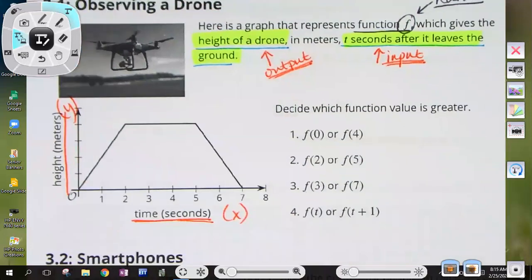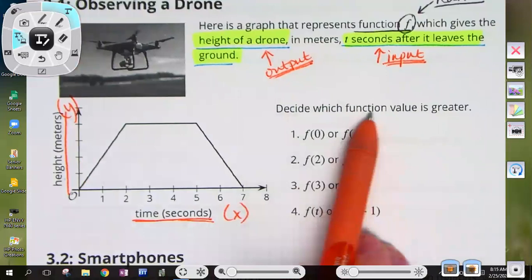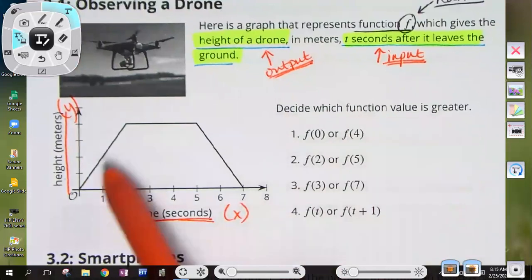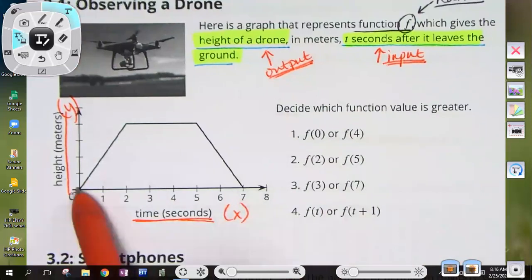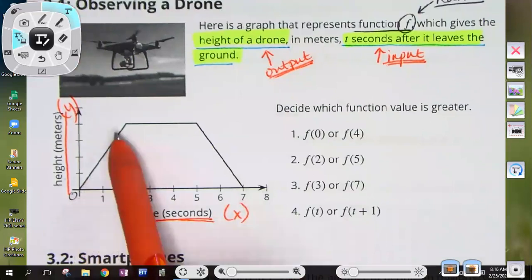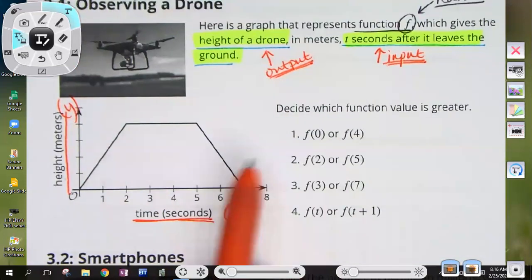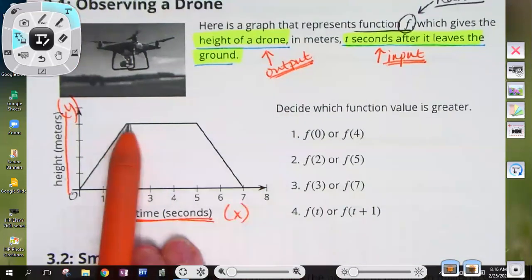It tells us to decide which function value is greater. This little line is representing the drone going up in the air. So it leaves the ground, the time starts. What's happening after 2 seconds? It's increasing, it's going up. Just imagine the drone going straight up into the air. And then what's happening between this time and the 5 seconds?